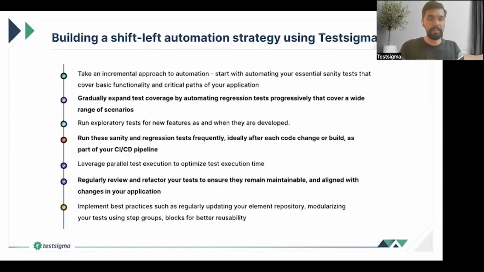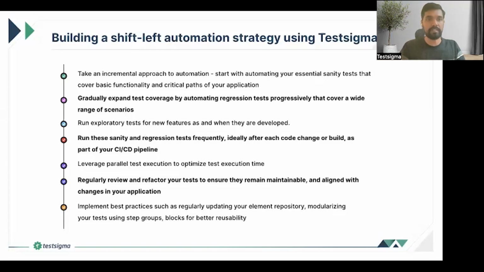So this is the next thing: run exploratory tests frequently. Automation doesn't mean that you should stop doing tests manually. You should keep doing exploratory tests for all the new features as and when they're being developed. That's the whole goal with shift left testing, which is that you keep giving feedback to the developers immediately.